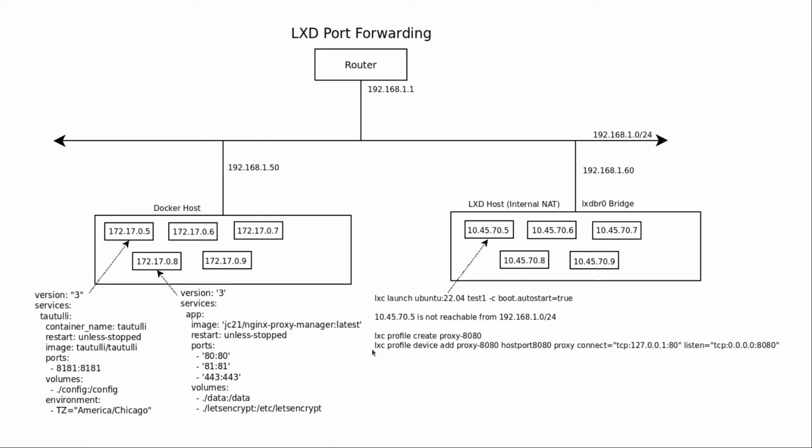However, we can create a proxy. In the past, when I've covered profiles, I've covered profiles for other types of networking. In this particular case, we're going to say LXC profile create, and I'll create a profile called proxy 8080. Then I'm going to add to that proxy 8080 something called host port 8080, and that's just what I'm naming it. I'm going to say it's a proxy, and its job is to connect 127.0.0.1, which is the loopback connector, or another way of saying connect myself.